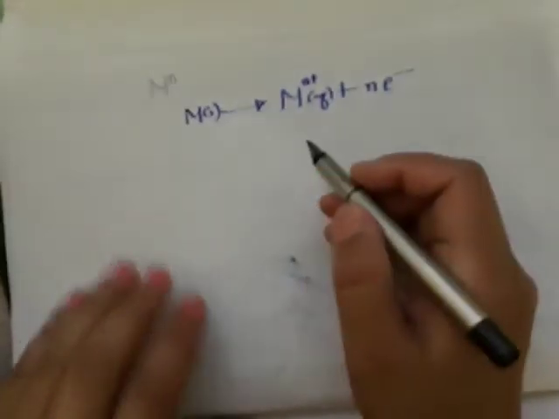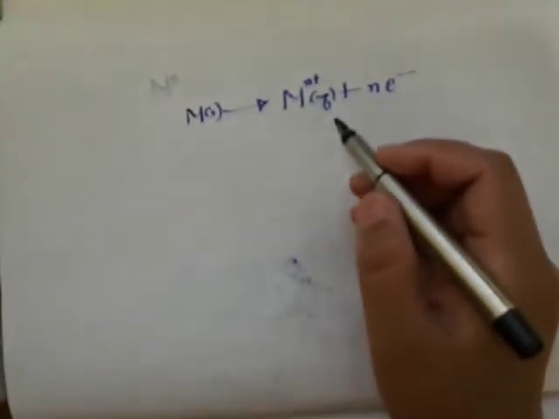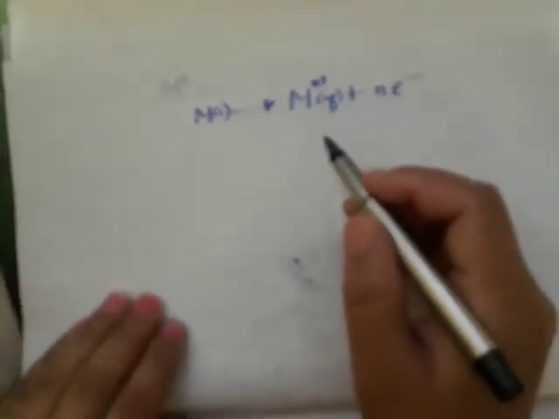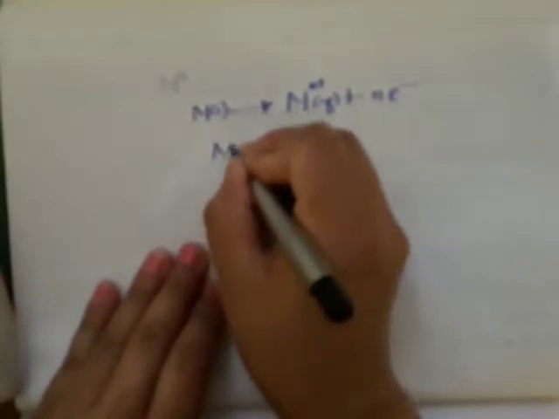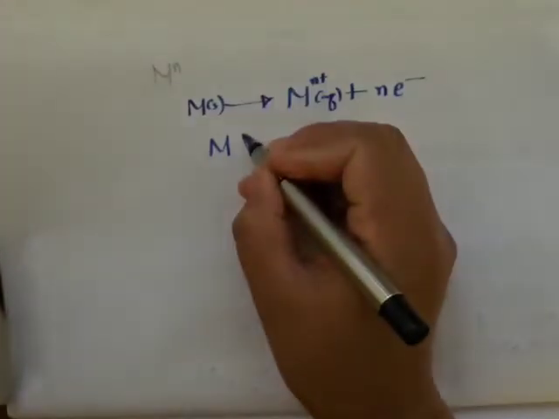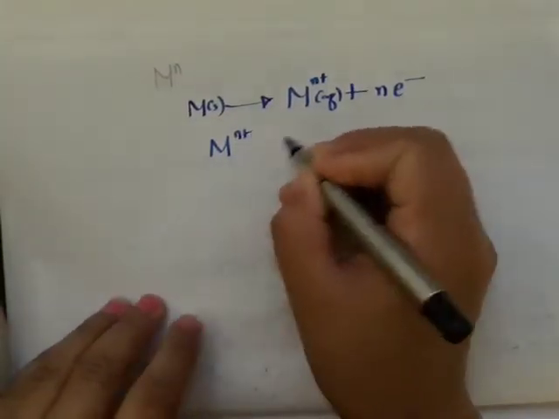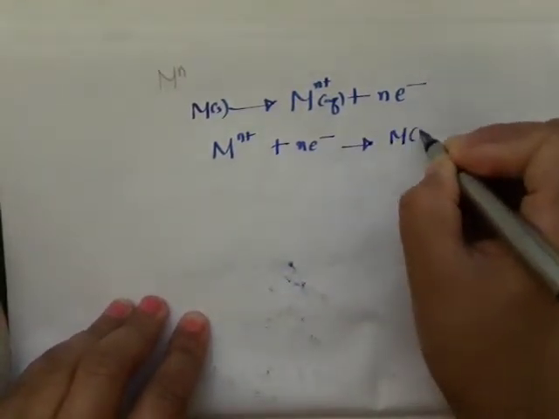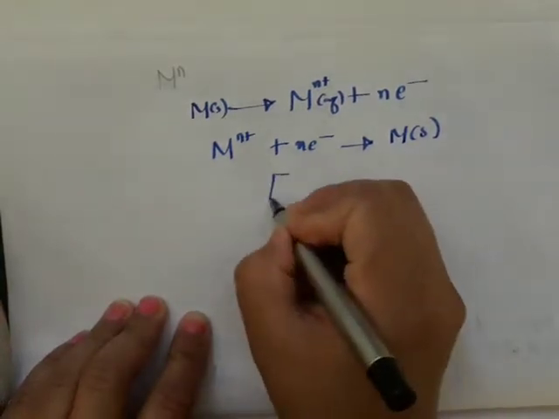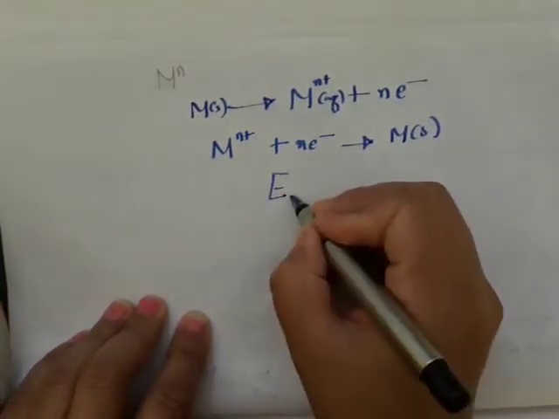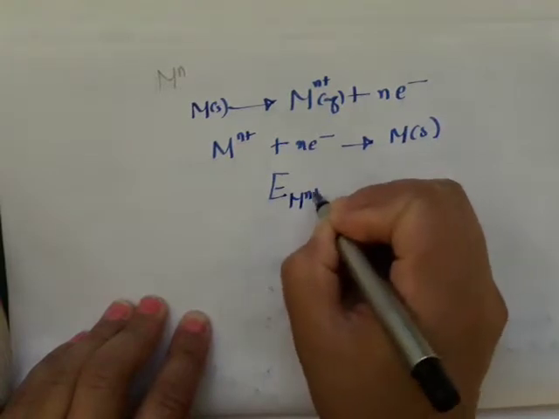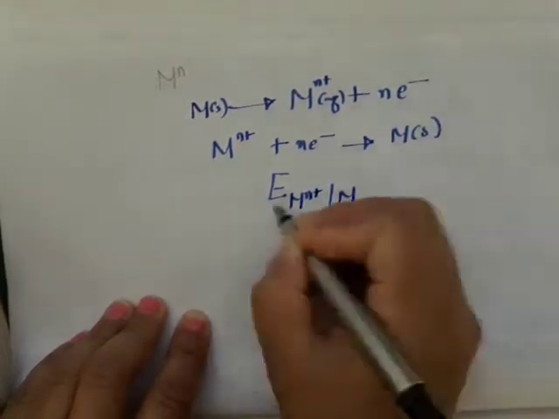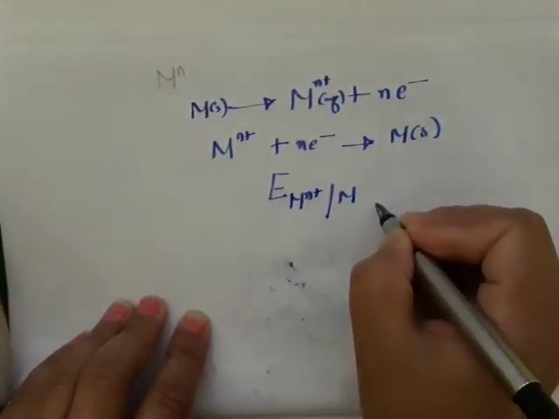Now let us take a reaction occurring at the anode, and we know that at the anode oxidation takes place. According to the present convention, we need to write this in reduction form, that is M^n+ plus n electrons gives M, and its electrode potential will be considered as reduction potential, right? So this is a representation of reduction potential.